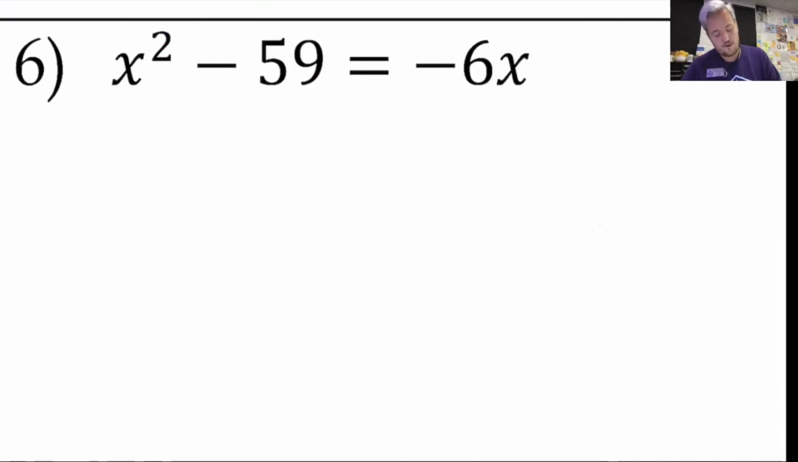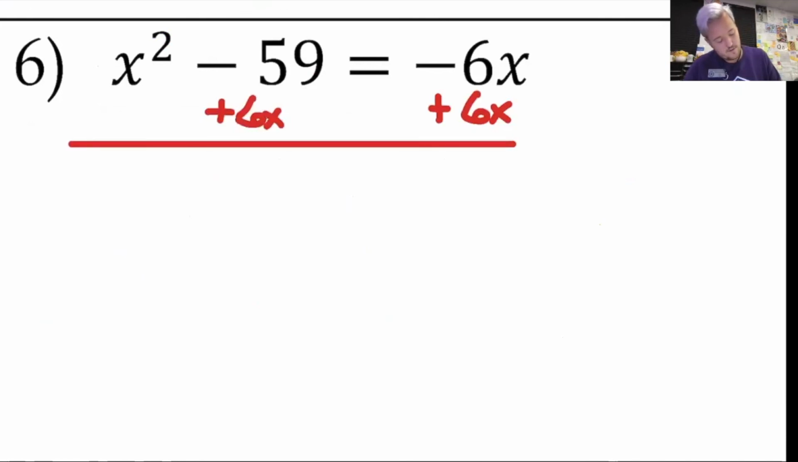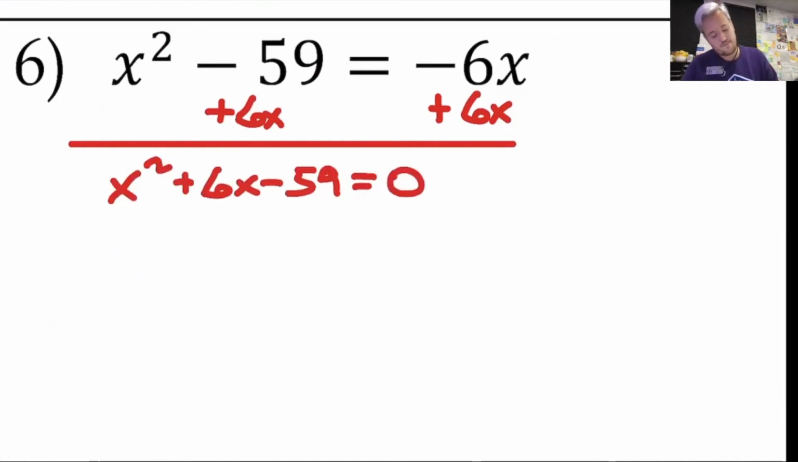No. All right, so if you look at your equation here, it's not in standard form, so we have to convert it. So I'm going to add 6x on both sides. So I'm going to have x squared plus 6x minus 59 equals 0.